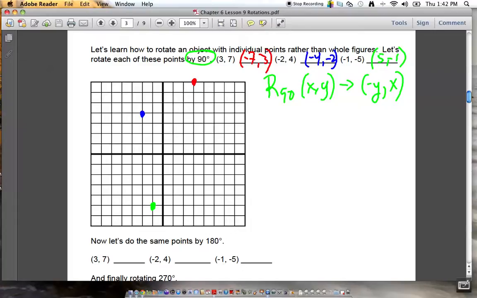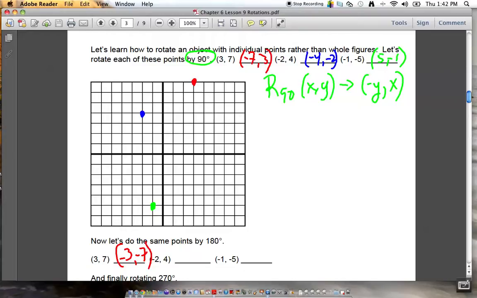Now let's go back and do all the points again by 180. Everybody find that point 3, 7. It's the red point on my paper. 3, 7. So you already have it there. Now turn your paper 90, 180. So turn and turn again. So now your paper should be completely upside down. And now, what are the coordinates that you get? Negative 3, negative 7. Good.